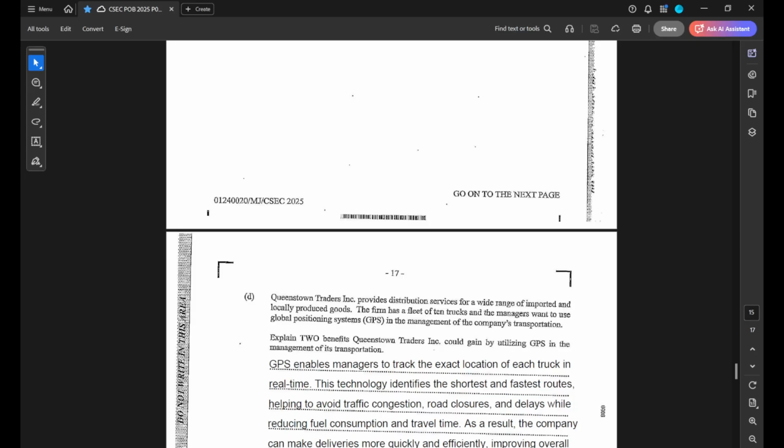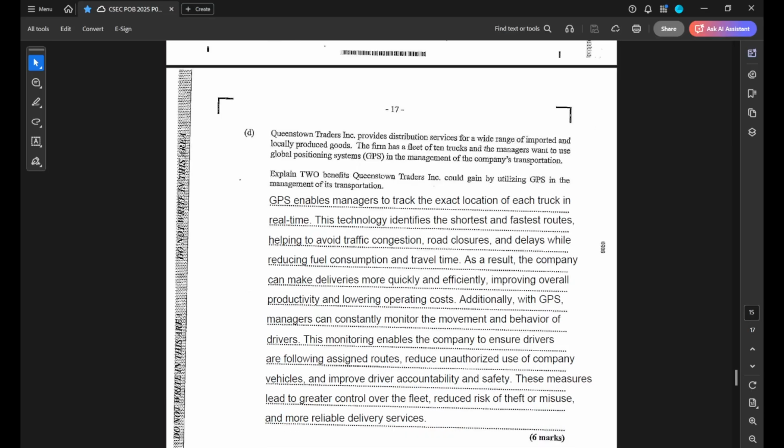GPS enables managers to track the exact location of each truck in real time. This technology identifies the shortest and fastest routes, helping to avoid traffic congestion, road closures, and delays while reducing fuel consumption and travel time. As a result, the company can make deliveries more quickly and efficiently, improving overall productivity and lowering operating costs.